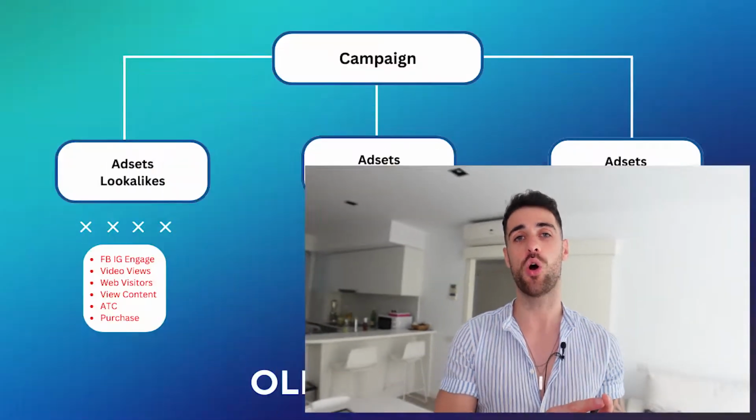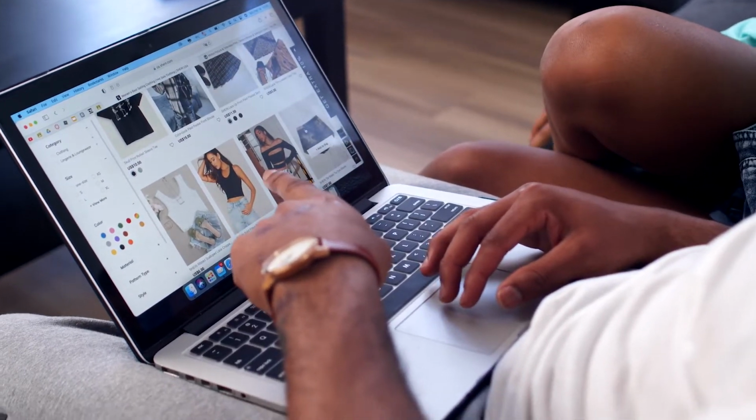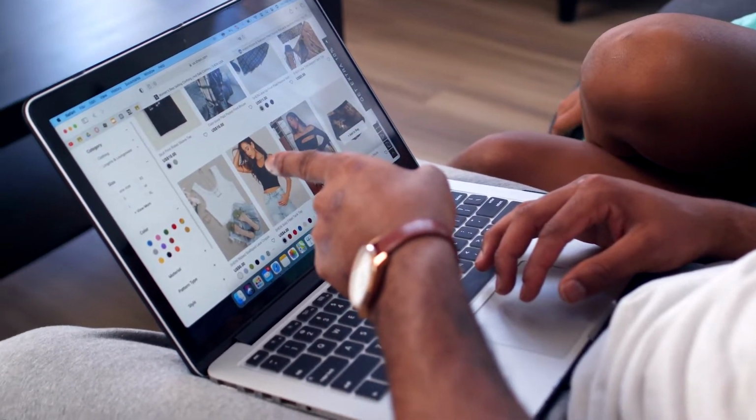And you'd have your interests, your broad or your lookalikes, with exclusions for all the remarketing audiences in every single one, okay? So every ad set in that prospecting top of funnel campaign would have your video views, your website visitors, your view content, your Facebook and Instagram engagement, and your purchasers and your add to carts as exclusions, so that we're just focusing on people who have never ever interacted with the business, because you're then going to capture them in the next campaign.